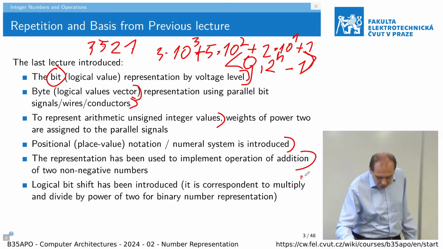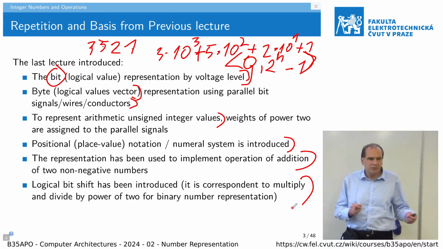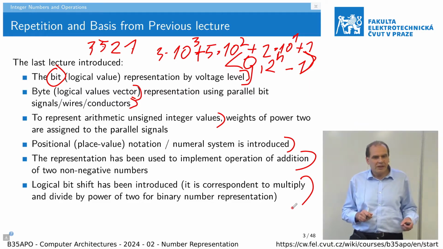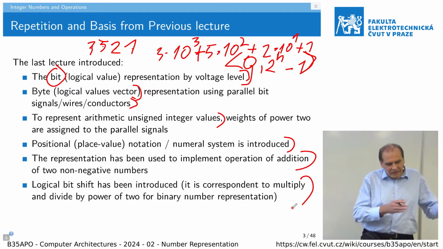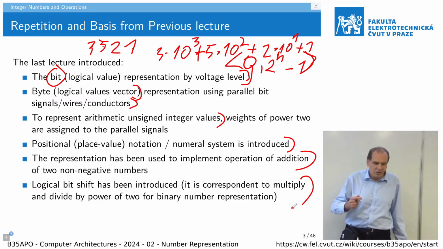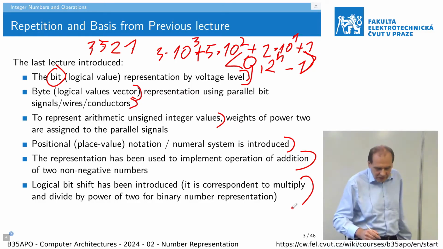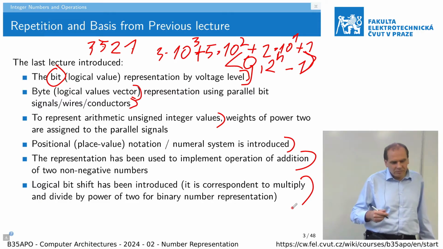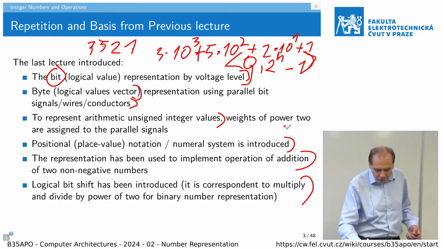We have introduced logical bit shift to the left and to the right. Logical shift to the left corresponds to multiplication by 2, and shift to the right to division by 2, or if we shift by more bits, by a power of 2.